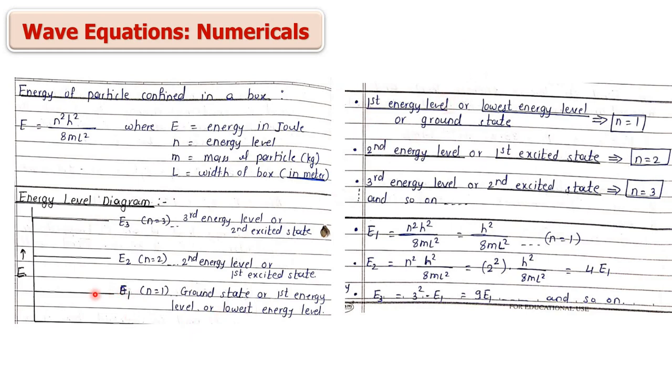So see, for the first energy level or lowest energy level or ground state, you will take n is equal to 1. Now for the second energy level, you will take n is equal to 2. But if in the numerical the first excited state is given, for the first excited state you will not take n is equal to 1. For the first excited state, n should be what? 2. Remember these things. For the third energy level, you will take obviously n is equal to 3, but the third energy level is also called the second excited state. So if the second excited state is given, then you have to take n not equal to 2, it is n is equal to 3. These things you must remember.